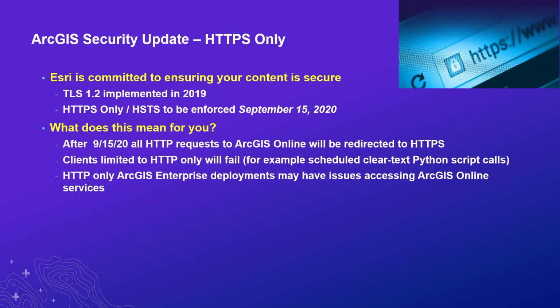What does this mean for you? It means that after September 15th, 2020, all HTTP requests to ArcGIS Online will be redirected to HTTPS. Clients limited to only supporting HTTP will fail. For instance, scheduled clear text Python scripts and items like that. HTTP only ArcGIS Enterprise deployments may have issues accessing ArcGIS Online services.